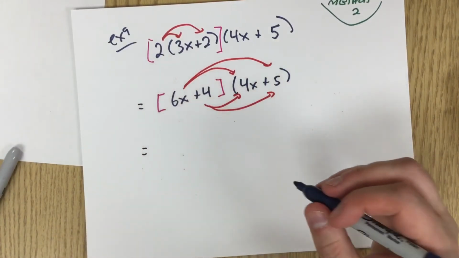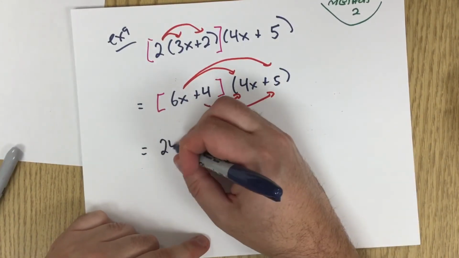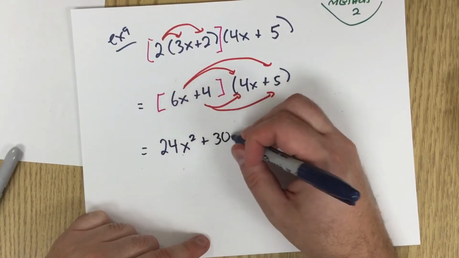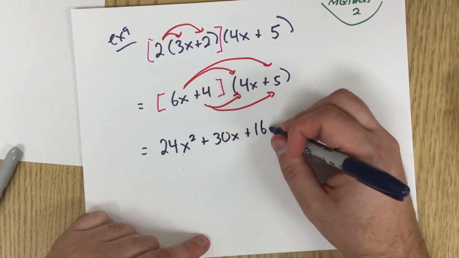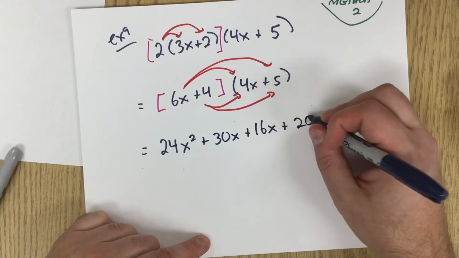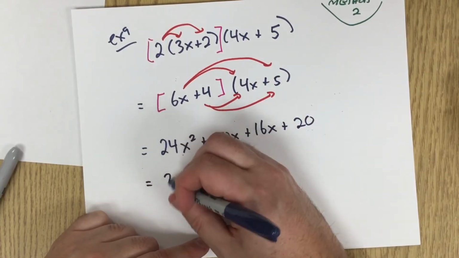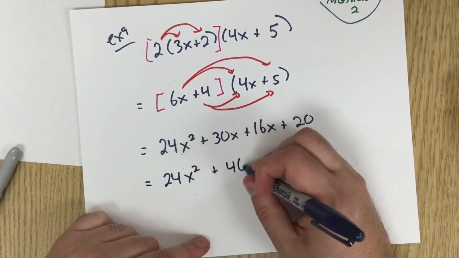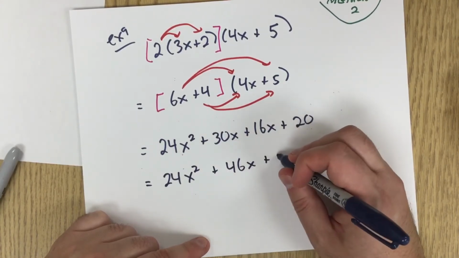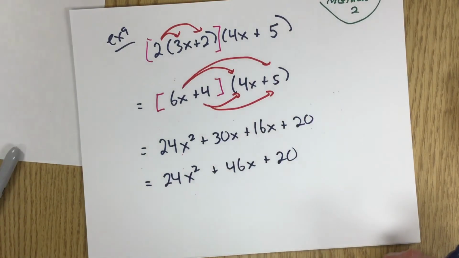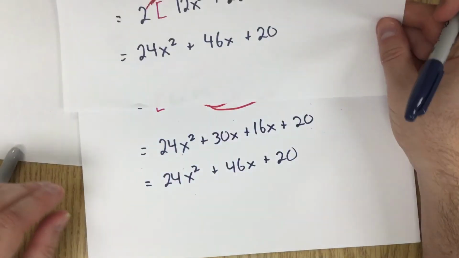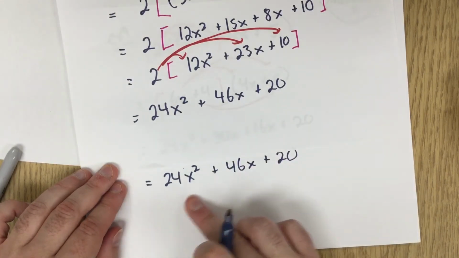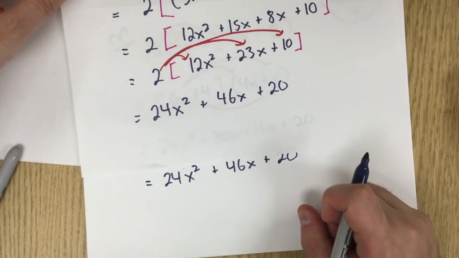And we get 24x squared plus 30x plus 16x plus 20, which is 24x squared. 30 plus 16 is 46, plus 20, which is the same answer we got before. 24x squared plus 46x plus 20.